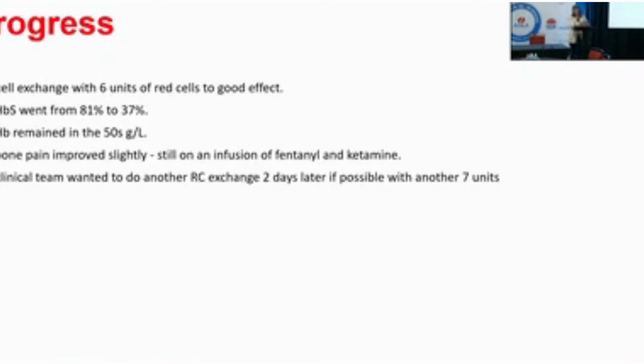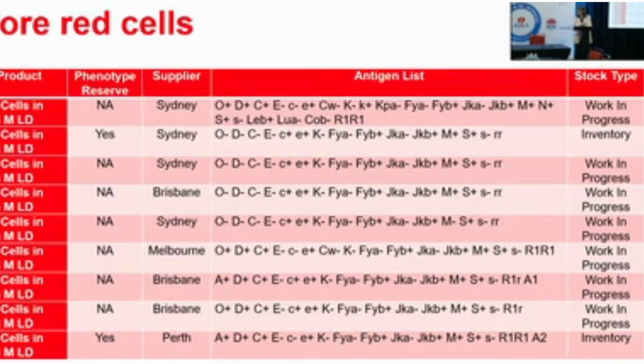Her hemoglobin S improved significantly from 81 to 37%, and her hemoglobin unfortunately stayed in the 50s, but it's probably a little bit better than 39. Her bone pain improved slightly, but she was still on pain medication. And then the clinical team said, it worked well, we want to do another one in 2 days. And we said, yeah, sure. So we looked for more, and fortunately we did find more. So this patient was exchanged again, and she made a relatively good recovery to our knowledge. They didn't ask for more.